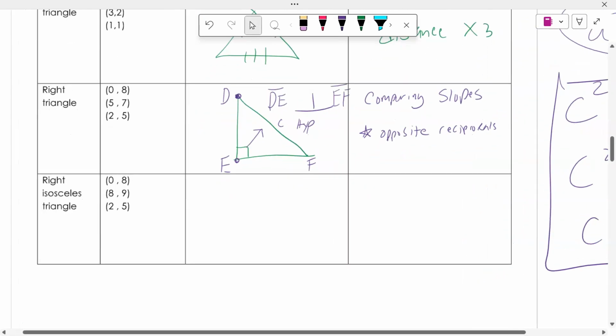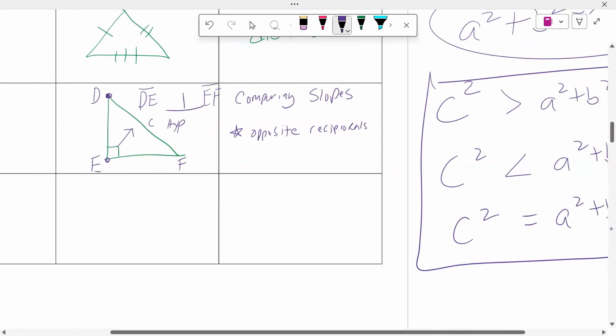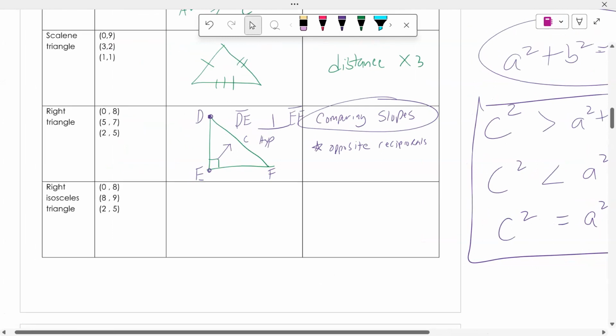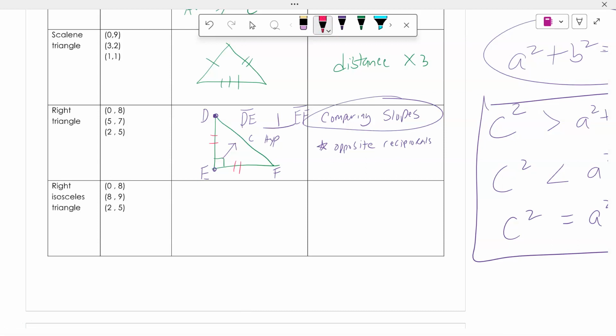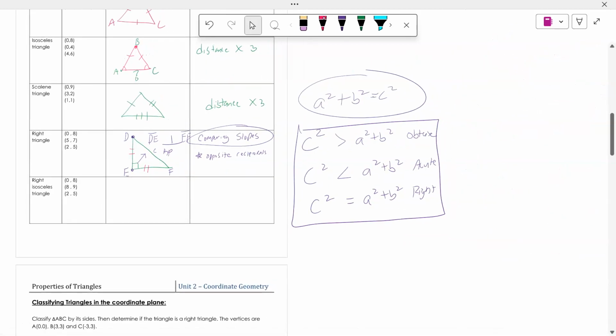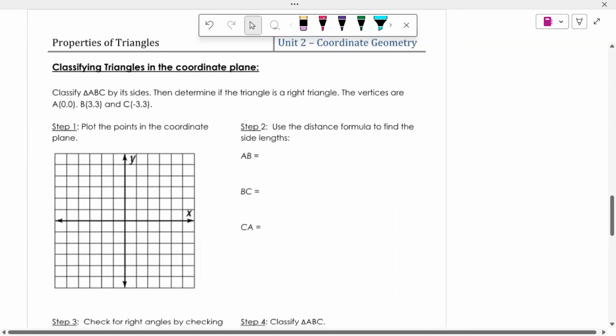And then, of course, right isosceles, a little bit of work here. We not only would have to compare the slopes, so we're doing the same thing, are they opposite reciprocals, but we would also, I'm just going to use the same picture, have to check to see if two of the sides end up being congruent and being the same length. So you have to use the distance formula and compare the slopes to determine whether it's a right isosceles triangle or not. So it's kind of just an overview of what might happen. Let's jump into a couple examples to show you what's going on.